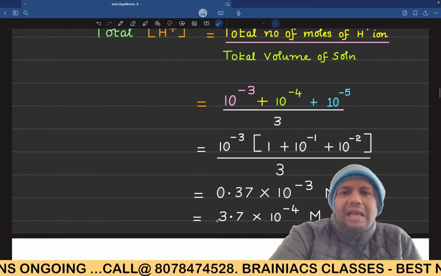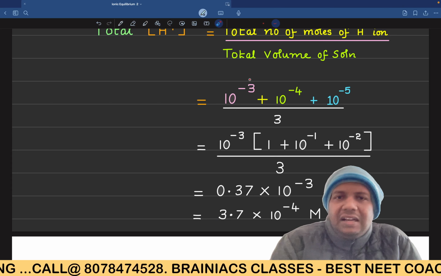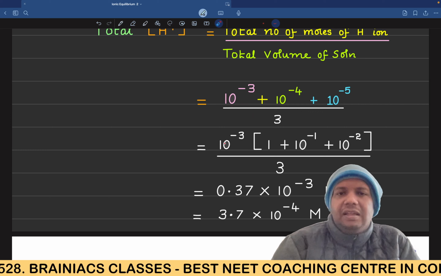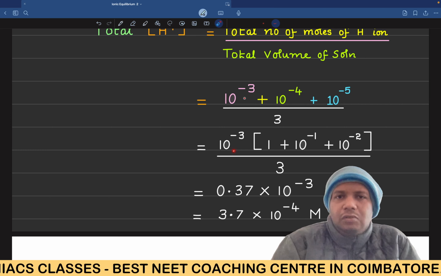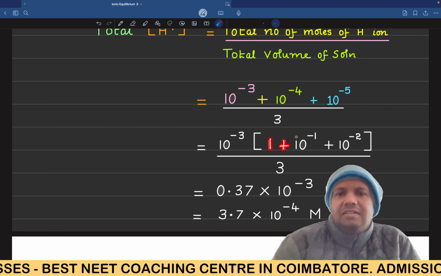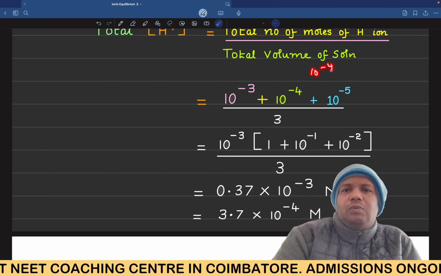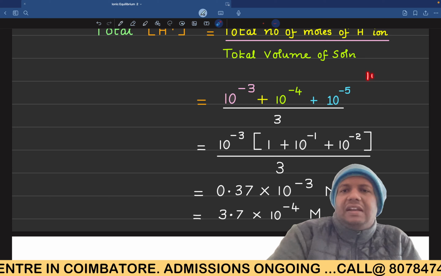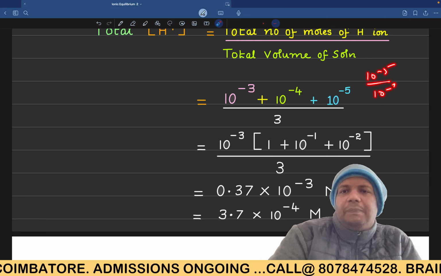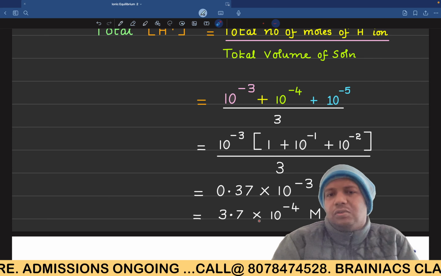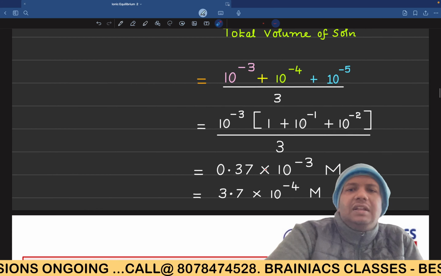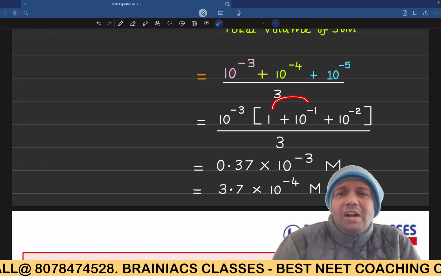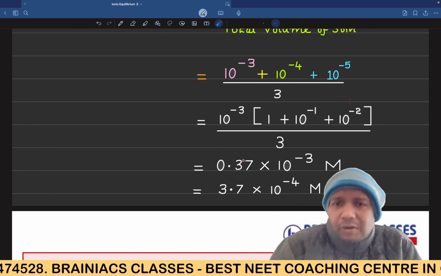Okay. Now we need to calculate this. How do we calculate this, sir? Take 10 power minus 3 common, dividing by 10 power minus 3 entirely. So 10 power minus 3 I am taking, so this would become 1 and this would become 10 power minus 4 divided by 10 power minus 3, that is 10 power minus 1. And 10 power minus 5 divided by 10 power minus 3 would become 10 power minus 2. So you get 1 plus 10 power minus 1 plus 10 power minus 2.